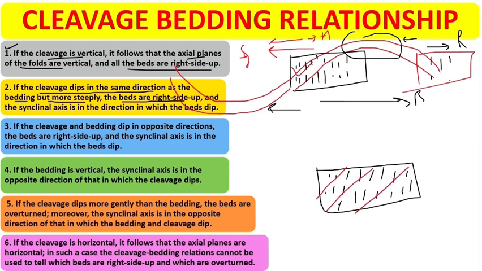This is the case. So in this case, if we move toward left and toward right, what will we get? Syncline is in the direction of bed dip. It means if we move toward left, we will get syncline, and if we move toward right, we will get anticline. How do I construct this part?